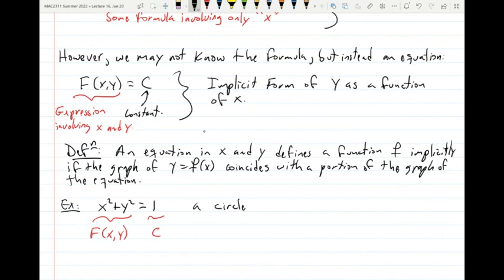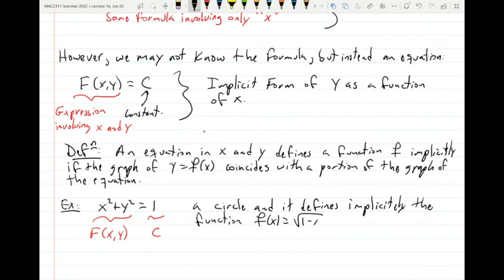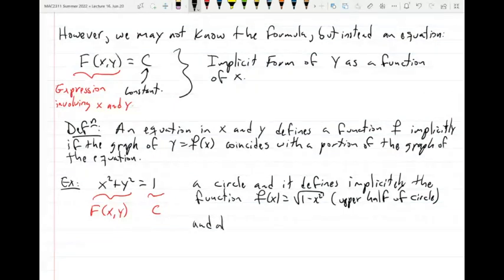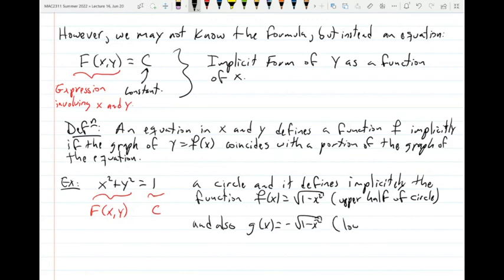So this is a circle, and it defines implicitly the function f of x equals square root of 1 minus x squared. And let me stress here, this is the upper half of the circle. And also the function g of x equals negative square root of 1 minus x squared. This is the lower half of the circle.